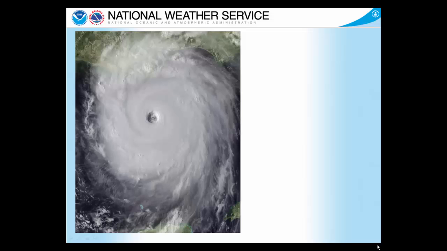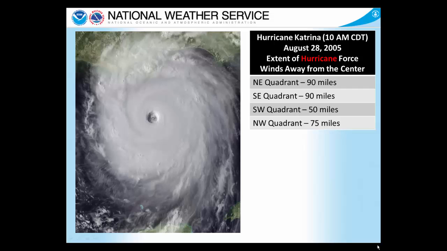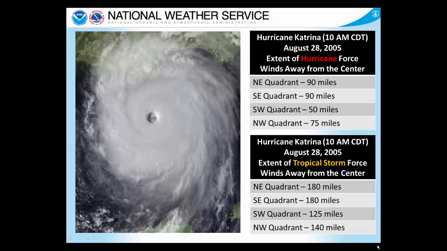On the morning before the storm made landfall in Louisiana, hurricane force winds extended 90 miles out in both the northeast and the southeast quadrants of the storm. They were 50 miles in the southwest quadrant and 75 miles in the northwest quadrant. You can see completely across it was over 150 miles. The tropical storm force winds extended out even farther, up to 320 miles across. This is why it's so important not to concentrate on just where the center makes landfall.